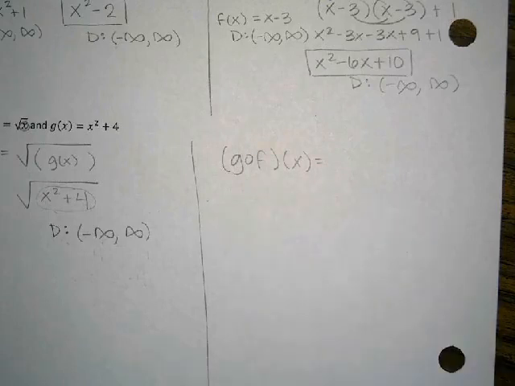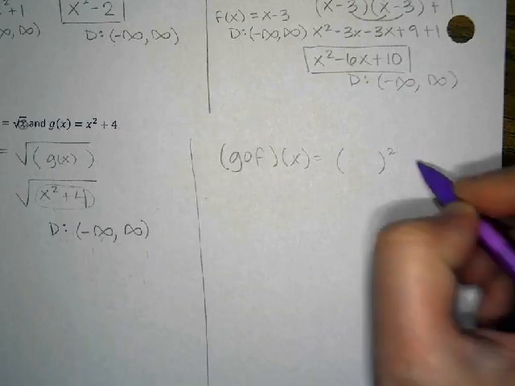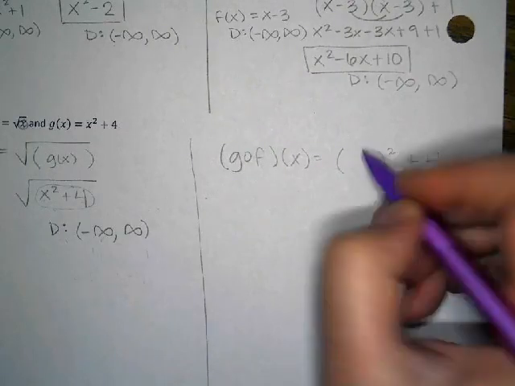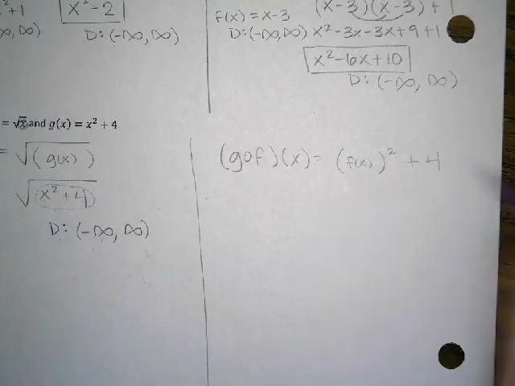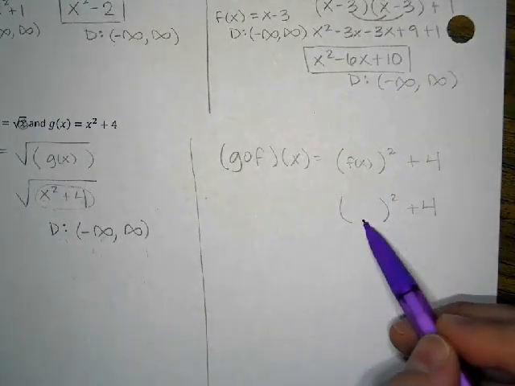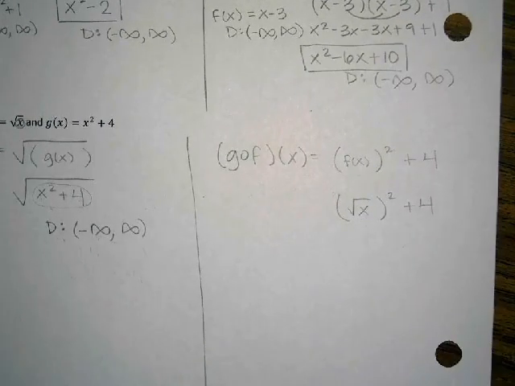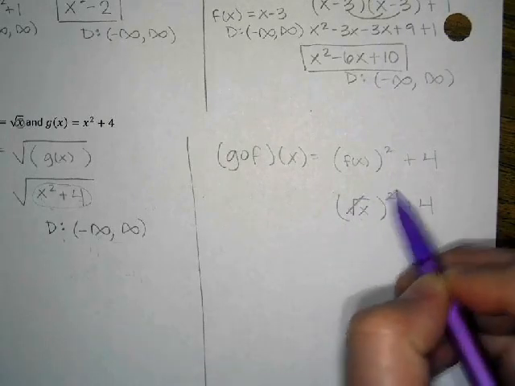Parentheses squared plus 4, okay. And f of x goes in the parentheses. So what am I putting inside the parentheses? Square root of x, okay. Is there any simplifying to do? Yes. The squared and the square root cancel, and I just get x plus 4. Okay, so let's look at the problem.